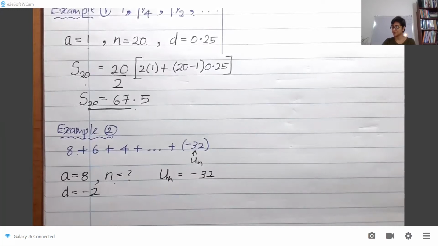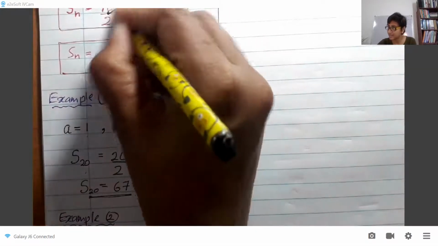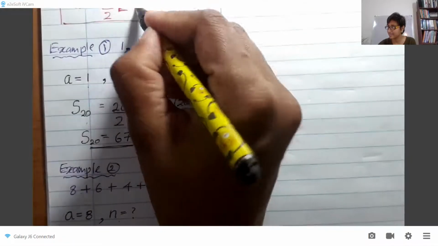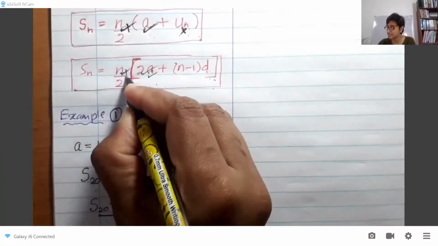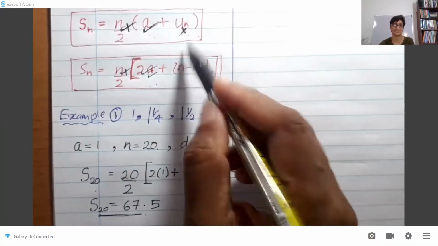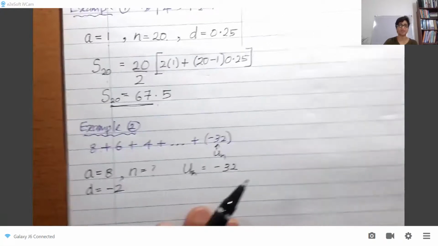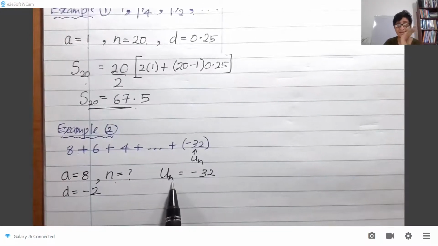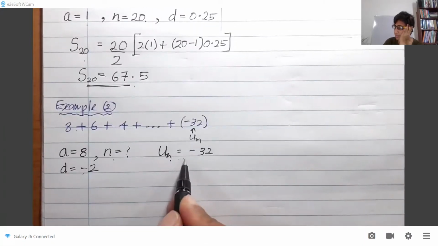Okay. So if you look at the formula, I have a, I don't have n. I have a, I don't have Un. For this formula, I have a, I don't have n, I have d. So I can't apply either of these. So you need more information. Let's find n. How do you find n? If you know Un, because you also know d, you can find n using the Un formula. Let's apply the Un formula for this.